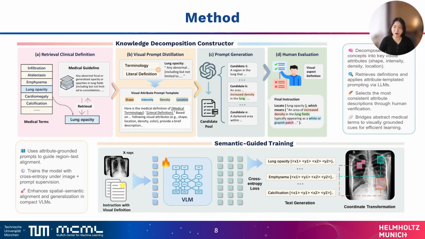In the second part, we use this grounding instruction for semantic guided training. Given an X-ray together with the visual definition instruction, the VLM learns to generate an abnormality description along with the bounding box coordinates. We train the model using cross-entropy supervision, so it learns to align clinical concepts with visual regions. In this way, the model learns both what the abnormality is and where it is located.